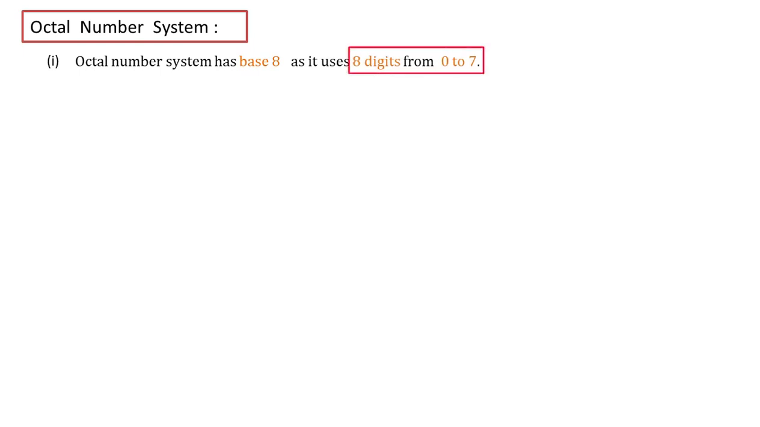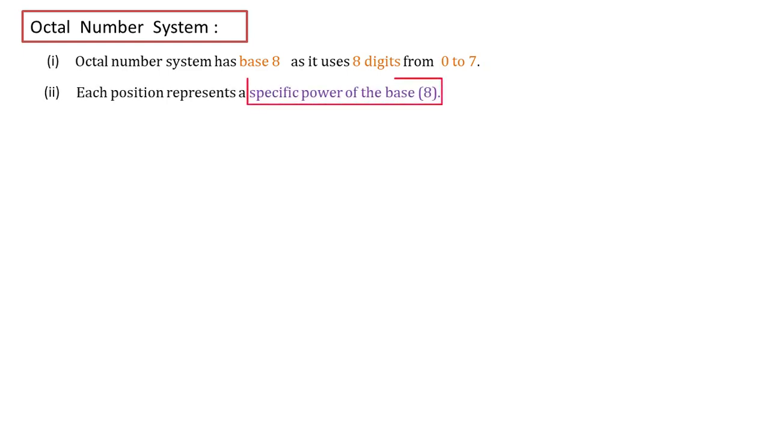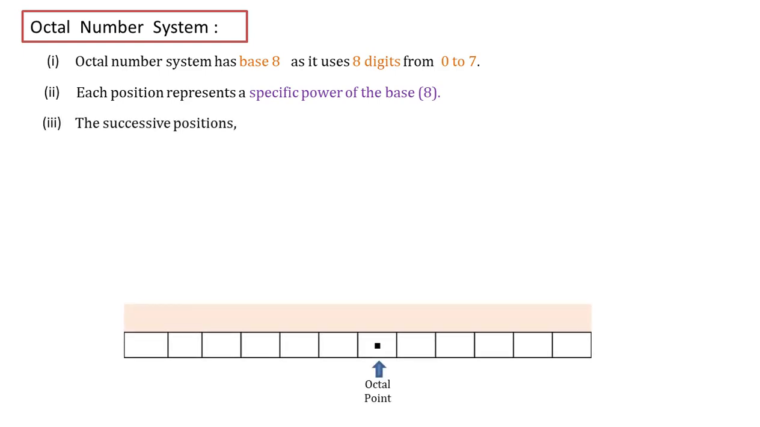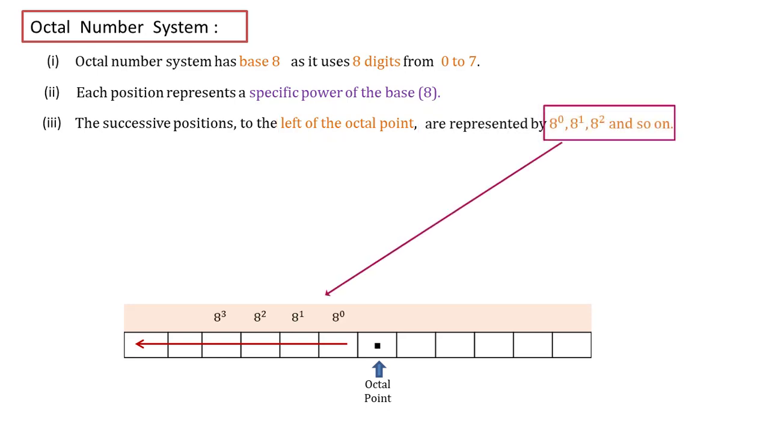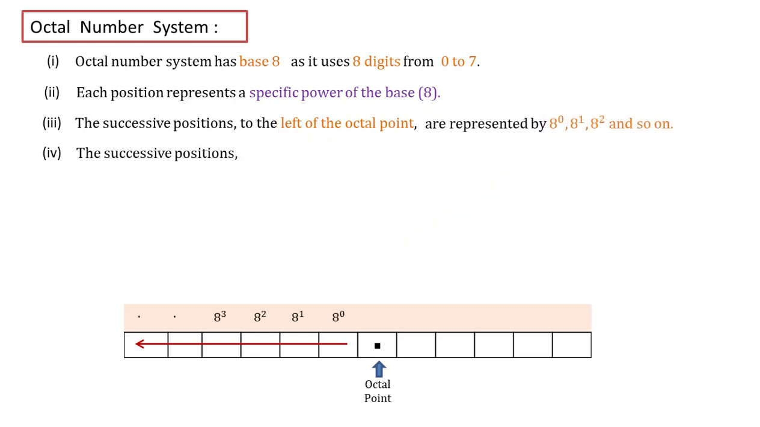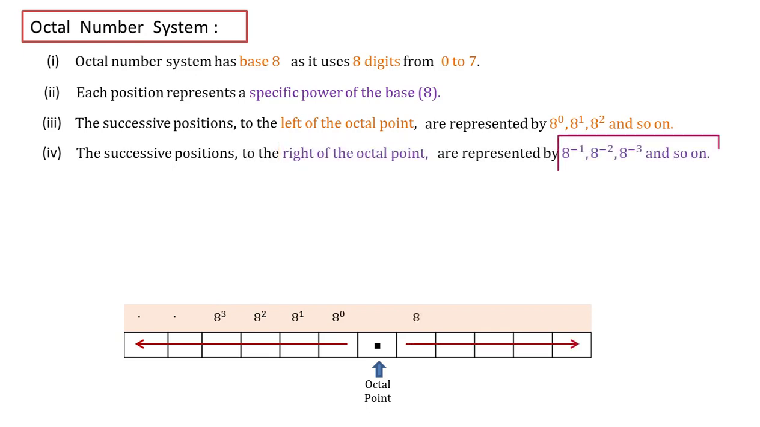Now, our next number system is octal number system. The main characteristics of an octal number system are: first, octal number system has base 8 as it uses 8 digits from 0 to 7. Second, each position represents a specific power of the base 8. Third, the successive positions to the left of the octal point are represented by powers of 8. Fourth, the successive positions to the right of the octal point are represented by negative powers of 8.